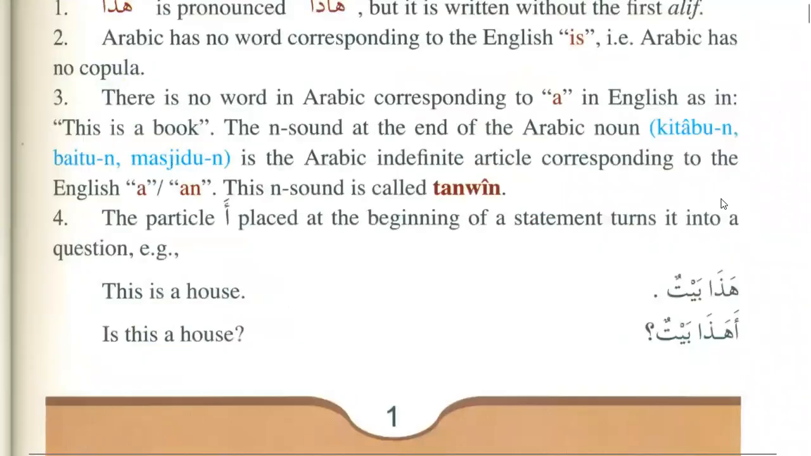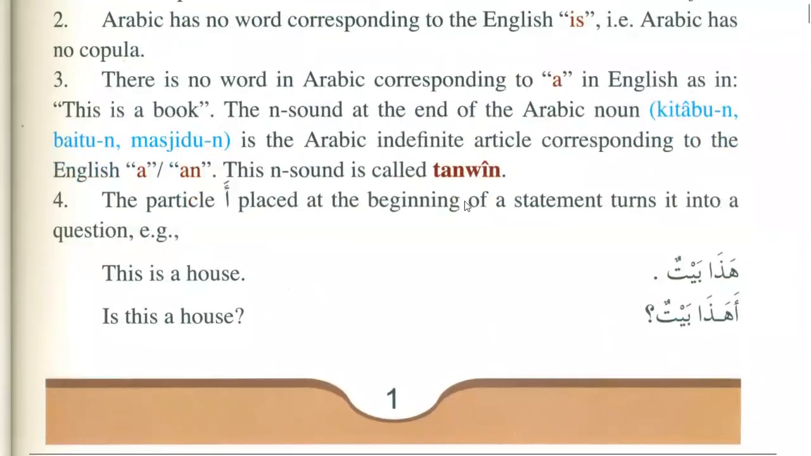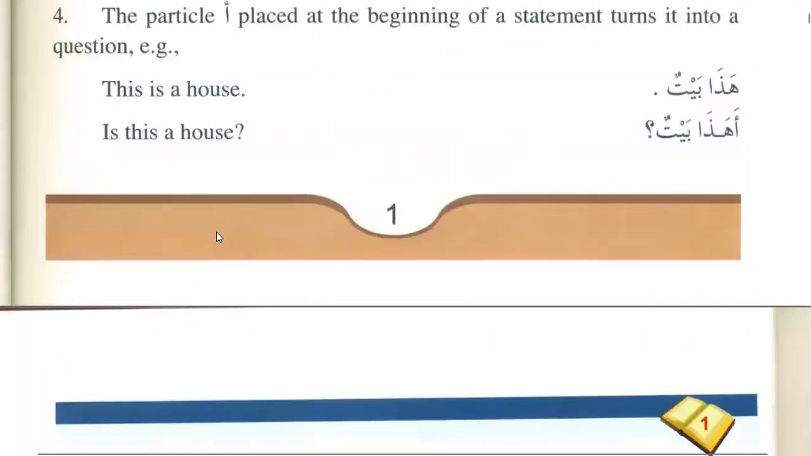So this is a very simple chapter. Then you will learn the meaning of tanween. Tanween means a or an. We learn just these things.